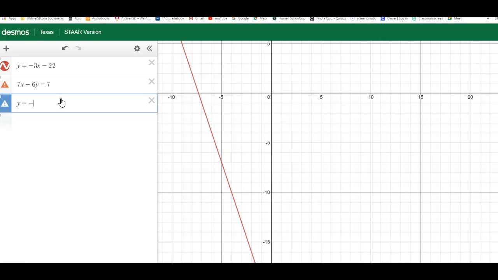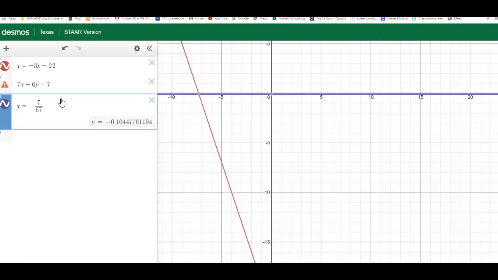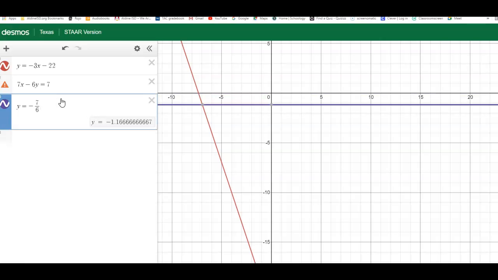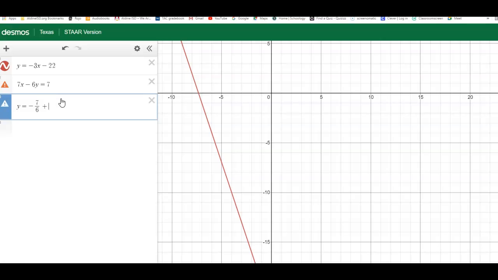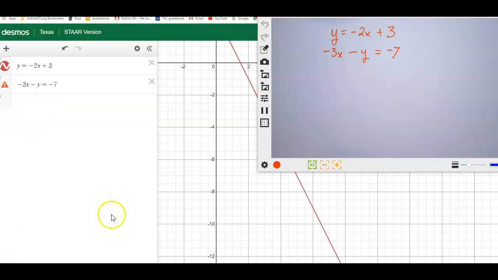negative 7 over 6, and I add plus 7 over 6x, now I actually have my result, and my answer is negative 5 over negative 7. So you see, I can do this in Desmos, but I have to change it to y equals. This is our second problem.